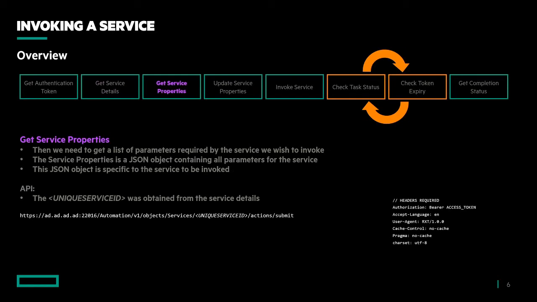Armed with the unique service ID, we can now obtain further details about the specific service. The response will be a JSON object that includes all possible parameters relevant to that individual service. Before we can invoke the service, we need to prepare the parameters.